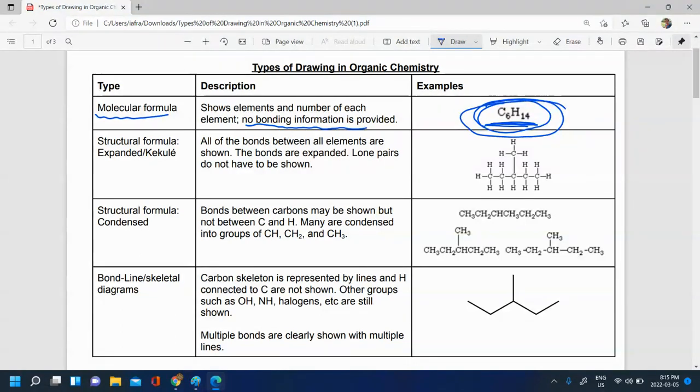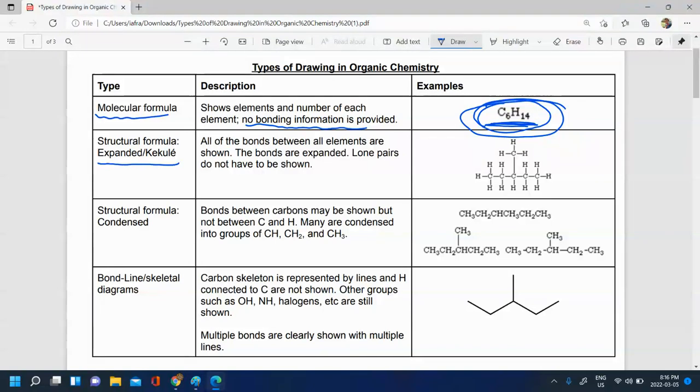For more detailed information, there's other representations you can use. You can use what's called an expanded or Kekulé formula, and that's where you show how everything is bonded. So you show each carbon bonded to each hydrogen or other molecule that's involved as well, and you show each of the bonds that are present.